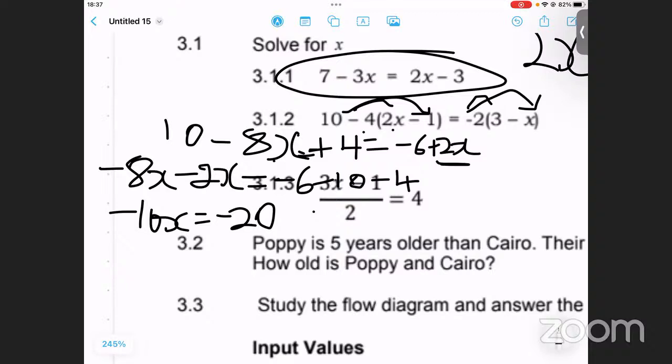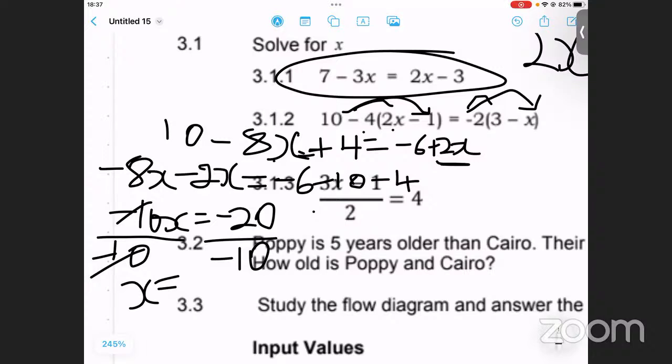Yes, ma'am. Perfect. Now, because we want the value of x, we are solving for x, not for -10x, right? So we're going to divide by -10, because we want the value of x, not -10x. So we're going to divide everything here by -10. So -10x divided by -10, we're going to be left with x, guys, just x, because the -10 is going to cancel the -10, right? And x is going to be equal to -20 divided by -10.